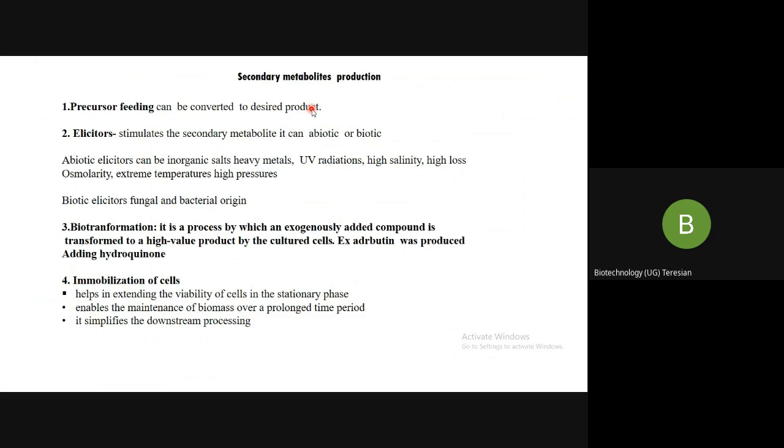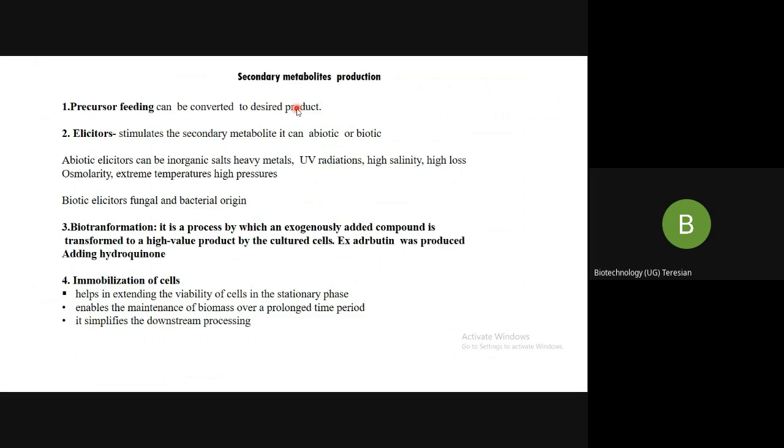So these precursors are very important and critical. For example, a study was done in a plant known as Catharanthus roseus. They showed an increase in secondary metabolite production by the addition of certain precursors. So when they added certain precursors, this Catharanthus roseus produced more secondary metabolites. So this is one example of precursor feeding.